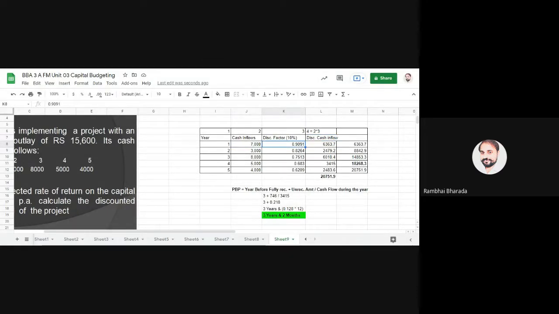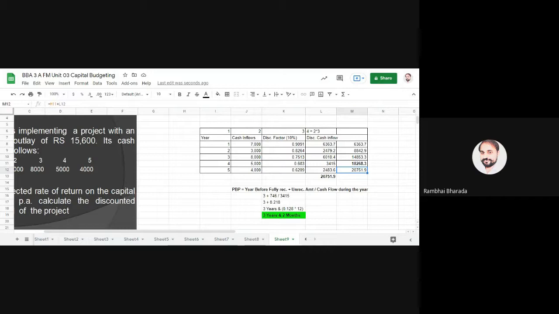Then we followed the previous system in which we do the first year total, then the first and second year total, then the third year, fourth year, and fifth year. Now we compare against the cash outflow, which is 15,600. So full recovery is in the fourth year and the unrecovered amount is 746. The year before full recovery is 3, the difference is 746, and the cash inflow during the year is 3415. We put these values in the formula and got the answer 3 years and 2 months.